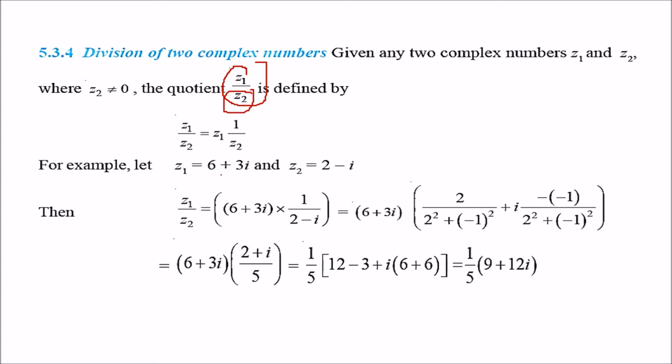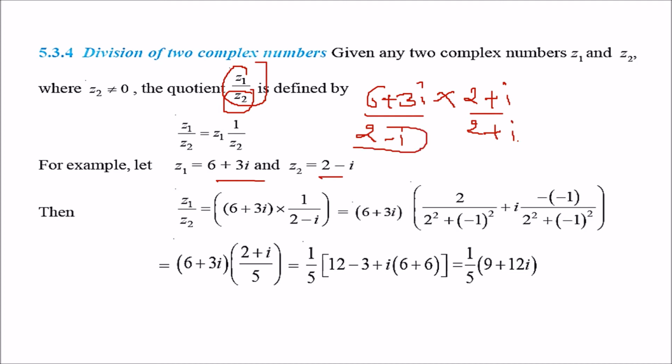Let us take an example, 6 plus 3i and 2 minus i. When I divide these two, that is 6 plus 3i by 2 minus i, how can you get that? 2 minus i we need to simplify actually. So let's multiply by 2 plus i, because we know that (a plus b) and (a minus b) give what? a square minus b square. This is going to give you 2 square minus i square.